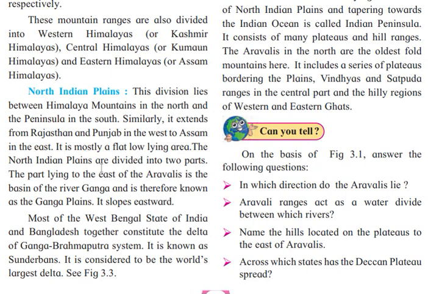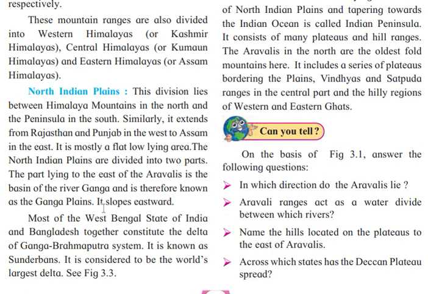The North Indian plains are divided into two parts. The area lying in the east of the Aravallis is the basin of the river Ganga. So one part is near the river Ganga and is therefore known as the Ganga plains, and it slopes eastward.